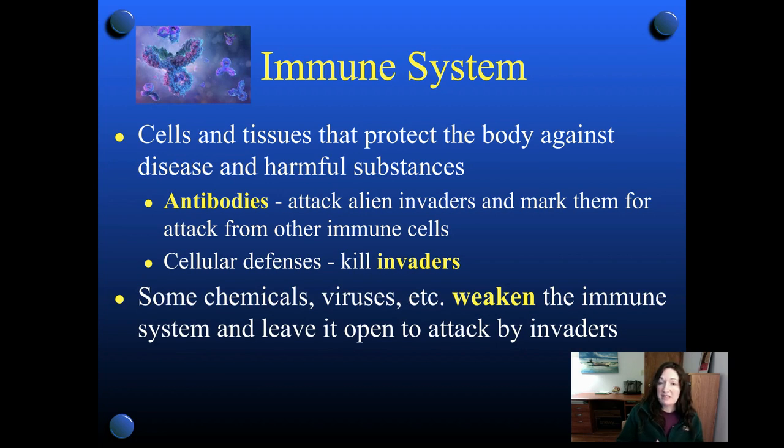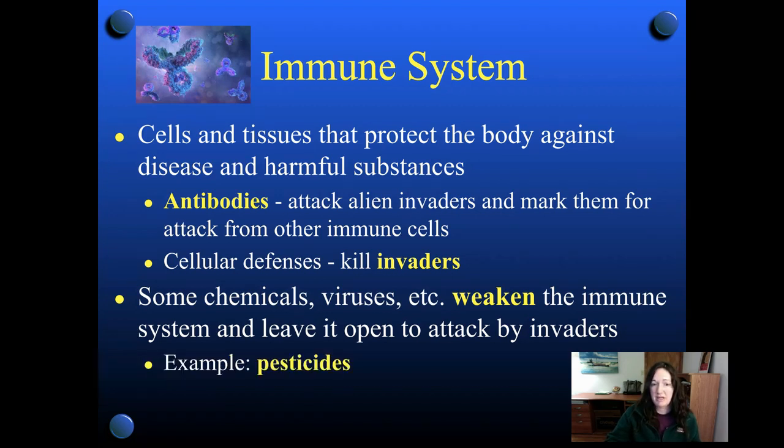Some chemicals and viruses actually weaken the immune system and leave it open to attack by invaders. So, for example, HIV, human immunodeficiency virus, weakens the immune system. And so the immune system is unable to act upon other things that get inside your cells. So there's lots of things that can weaken your immune system as well, like stress, lack of sleep. If you don't get the right nutrients to help build those immune cells, that can also damage you. So zinc and vitamin C are some good things that you can do to boost your immune system. Pesticides are another example of something that can get into your body and weaken the immune system and its ability to attack foreign invaders.